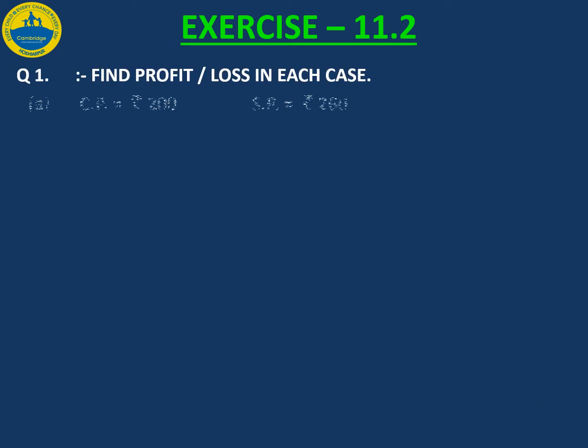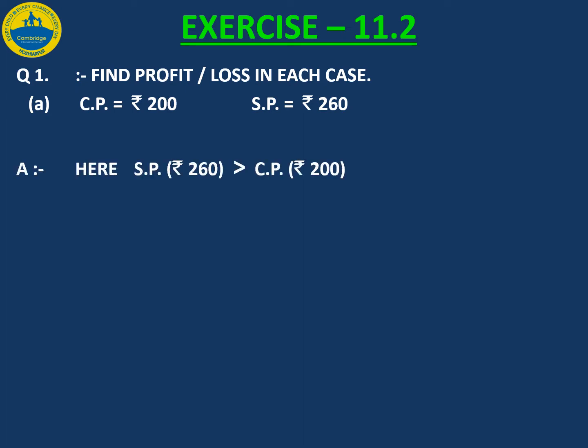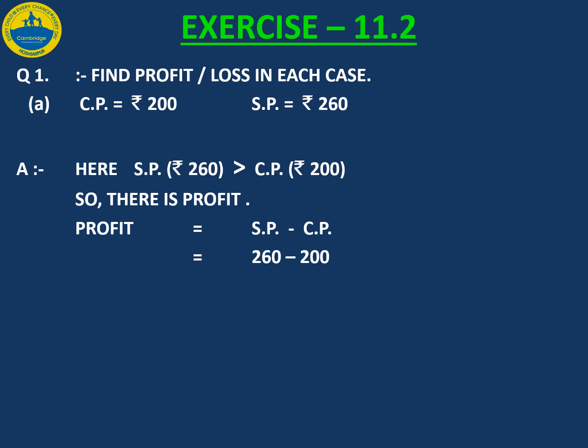Question number 1. Find profit or loss in each case. A part. Cost price CP is equal to rupees 200. Selling price SP is equal to rupees 260. Here we see that selling price rupees 260 is greater than cost price rupees 200. So there is profit, and profit is equal to selling price minus cost price. 260 minus 200. So profit is equal to rupees 60.